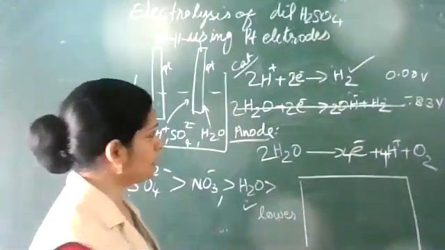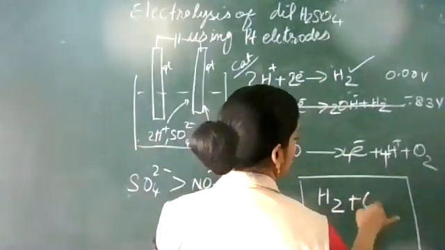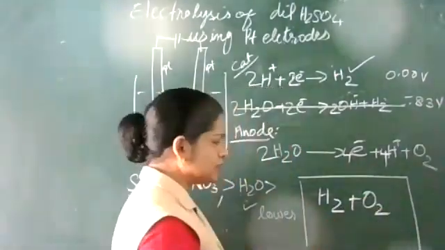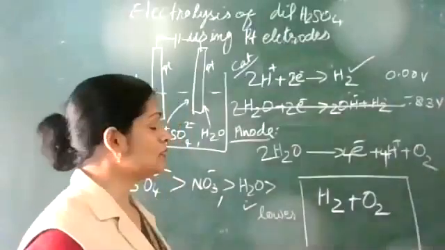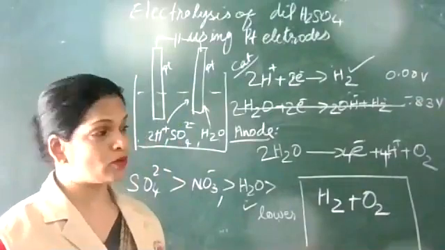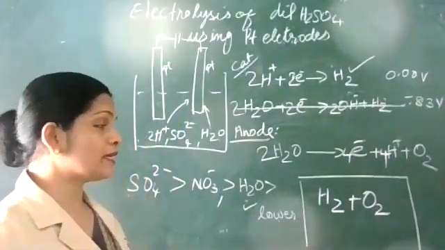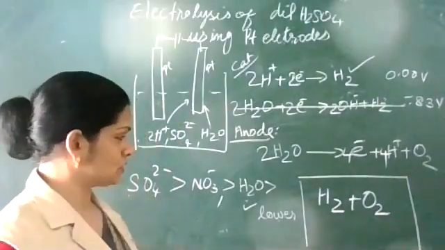So what all things are there? At the cathode, H2, and at the anode, O2. You know that when acidified water is electrolyzed, we get hydrogen and oxygen. This is the method to get hydrogen and oxygen from water by electrolysis.